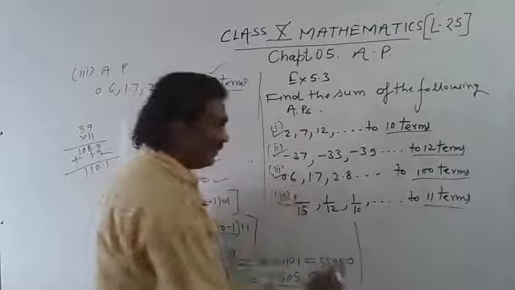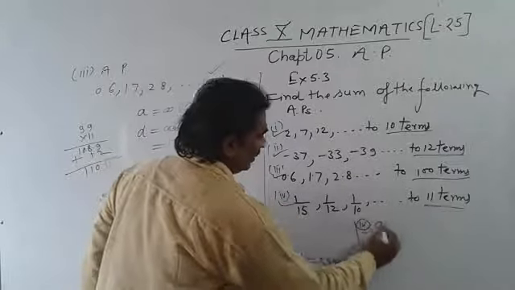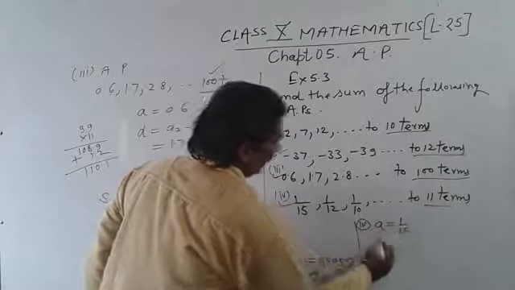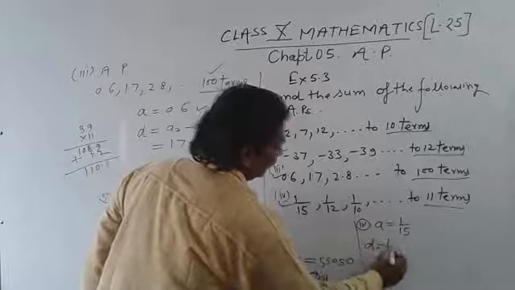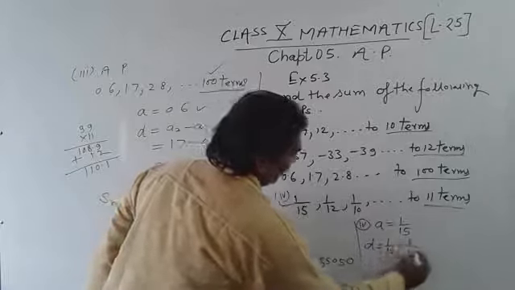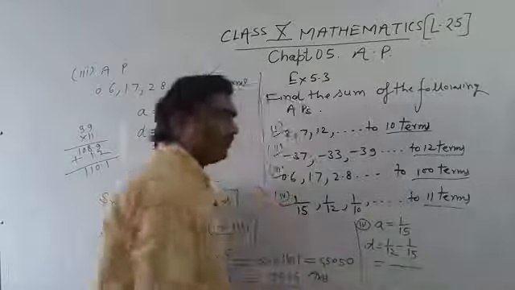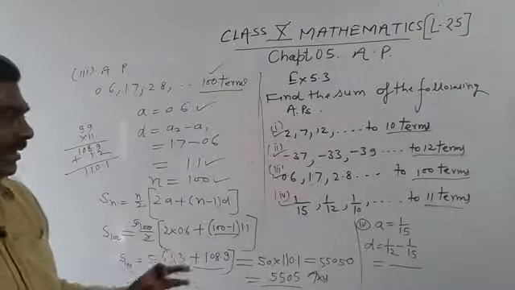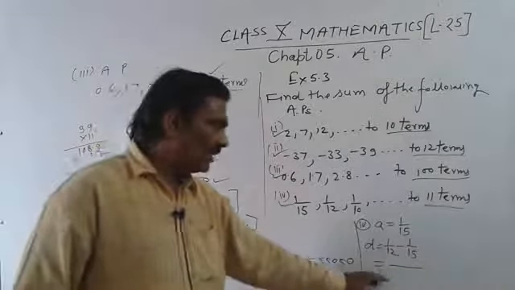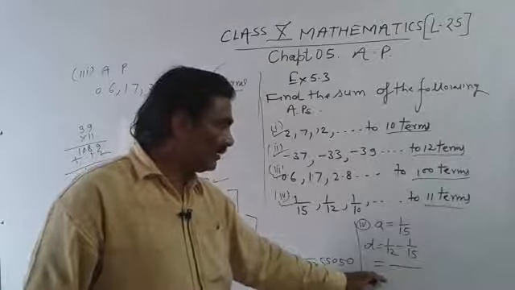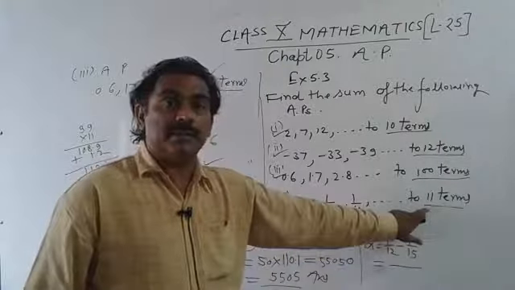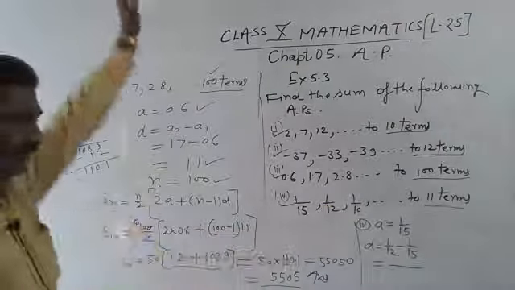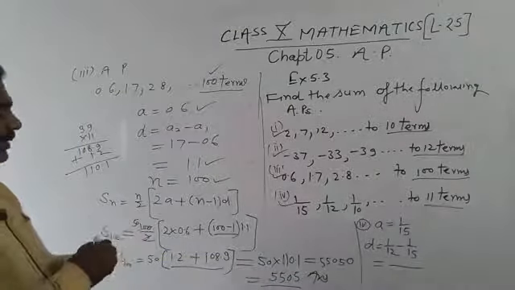I would like to give a hint for the fourth part: a is here 1 upon 15 and d you can write as 1 upon 12 minus 1 upon 15, and take the LCM and subtract. After taking the LCM and subtracting, you will get d, the common difference, and the number of terms is 11. Use the same formula, find the solution. Okay students, write this solution.